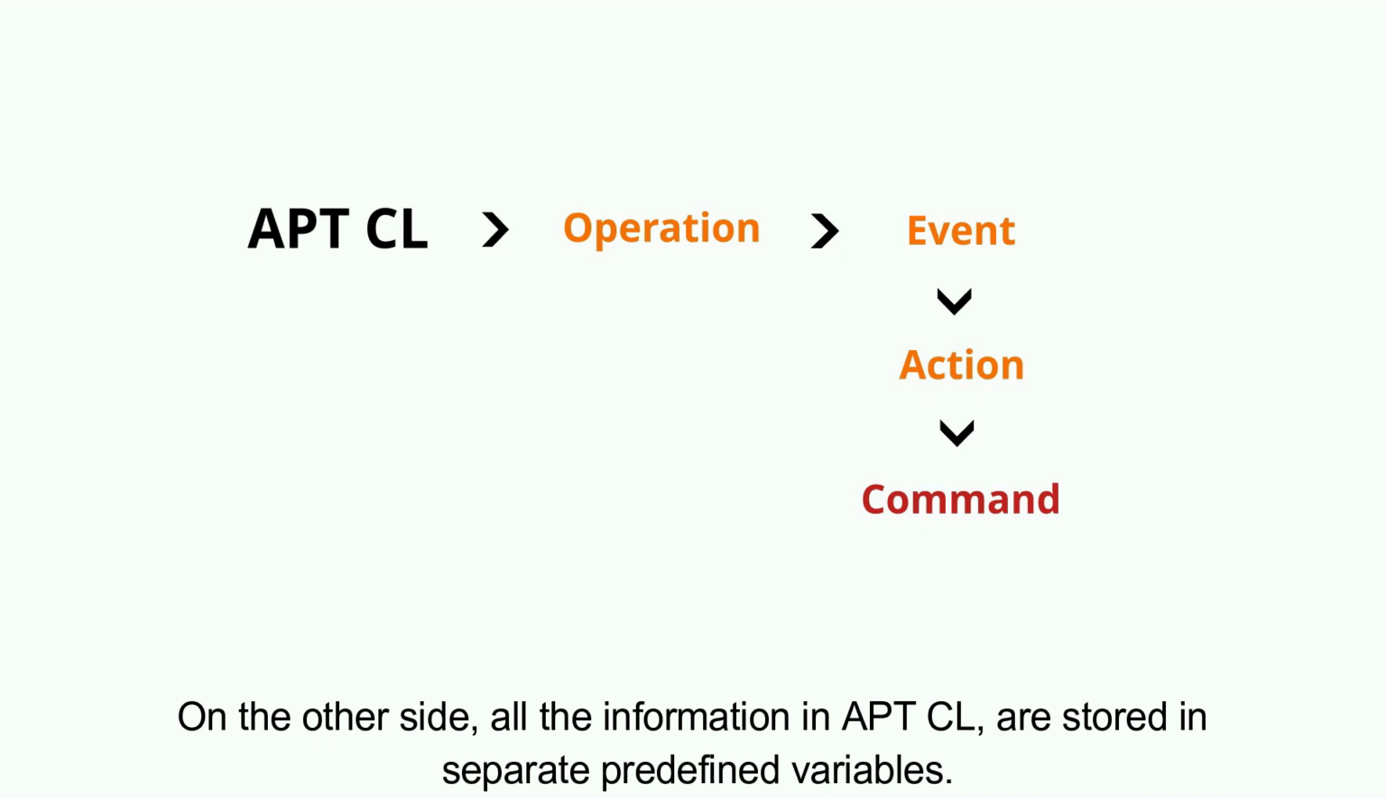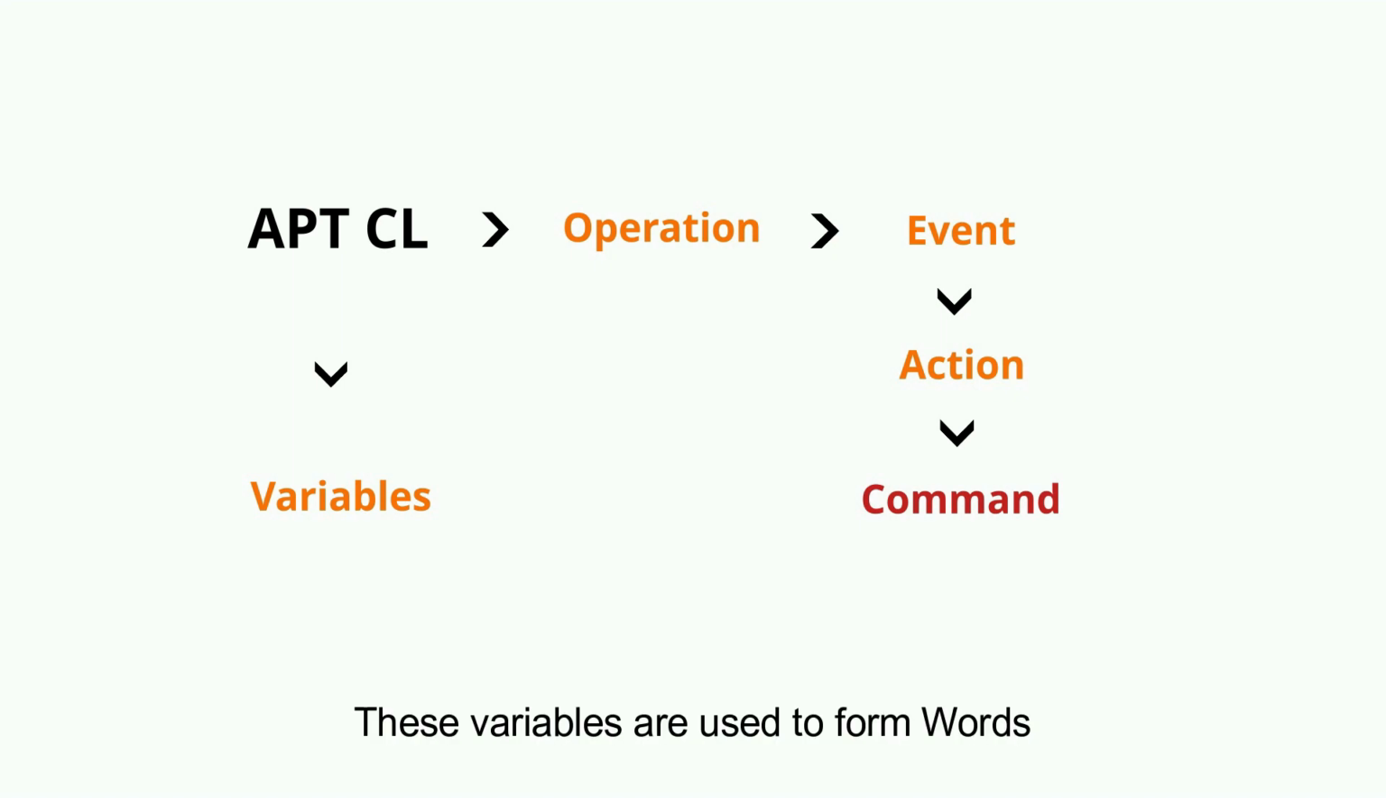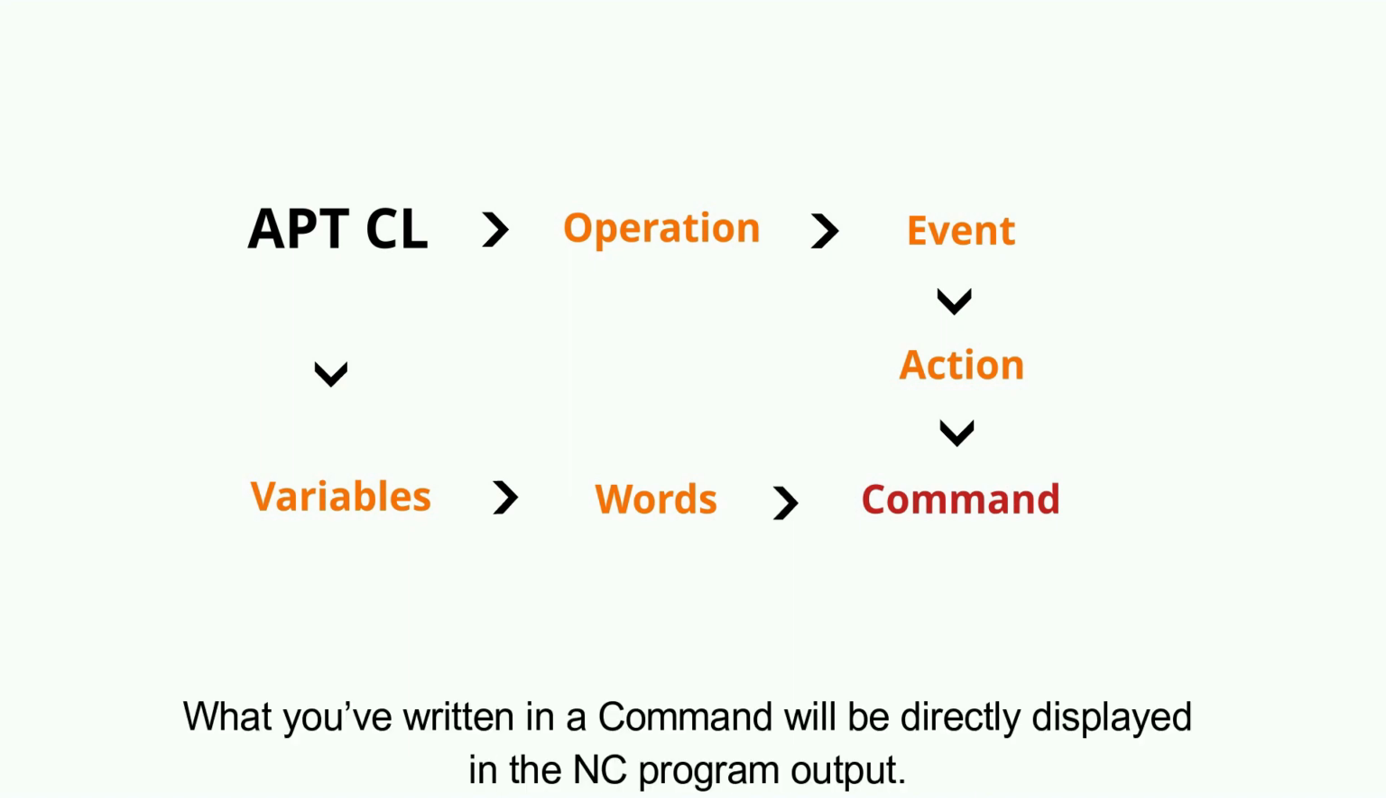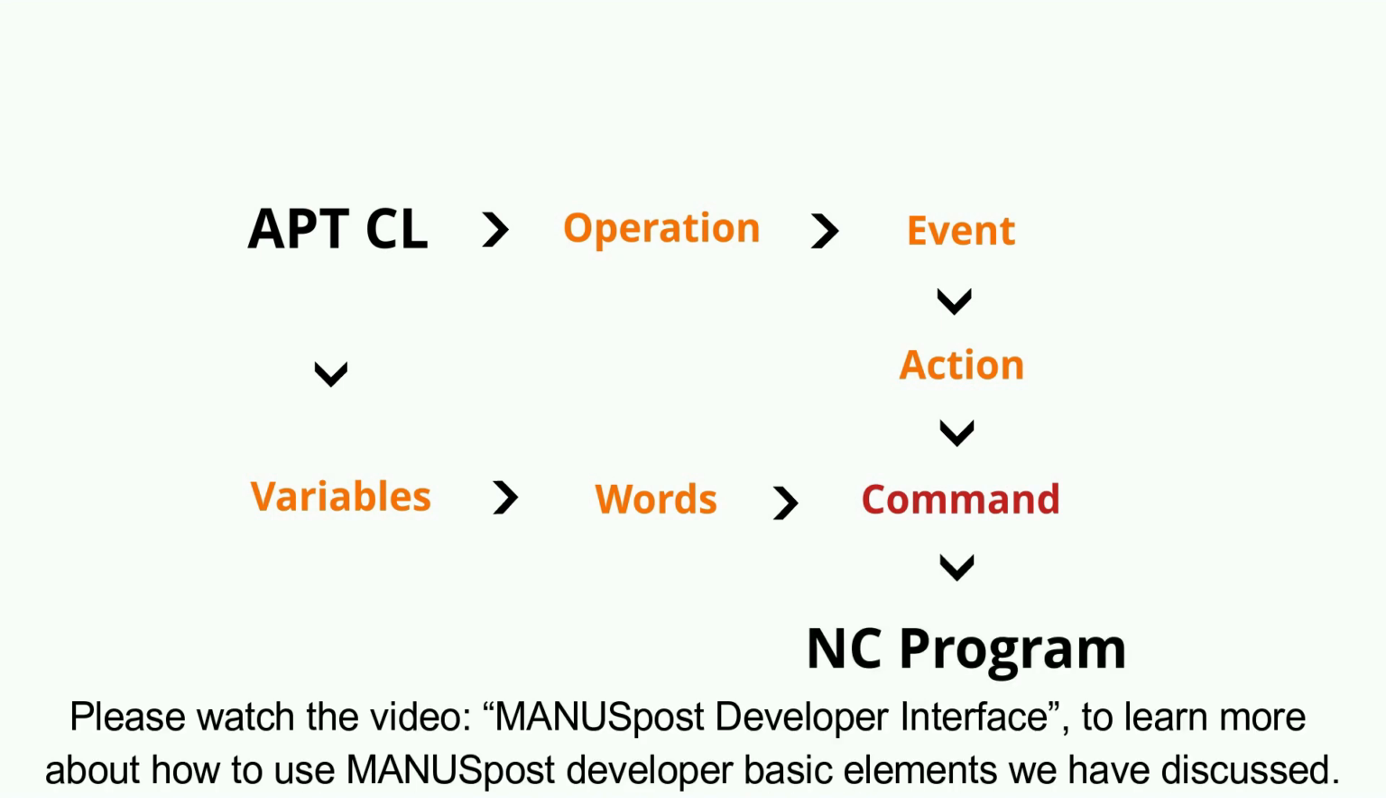On the other side, all the information in APTCL is stored in separate predefined variables. These variables are used to form words. And words are used inside commands. Command is the last step. What you've written in a command will be directly displayed in the NC program output. Please watch the video, MANUSpostdeveloper interface, to learn more about how to use the MANUSpostdeveloper basic elements we have discussed.